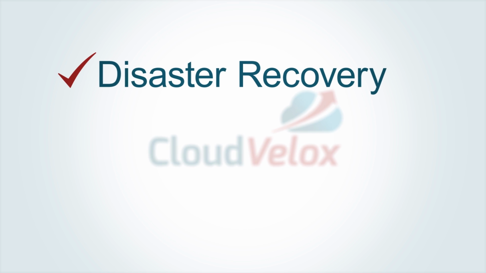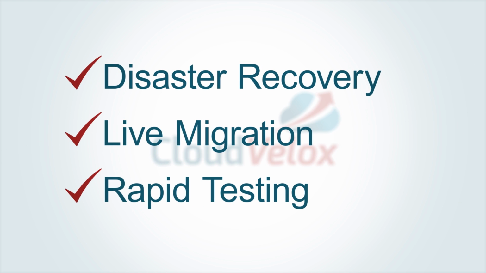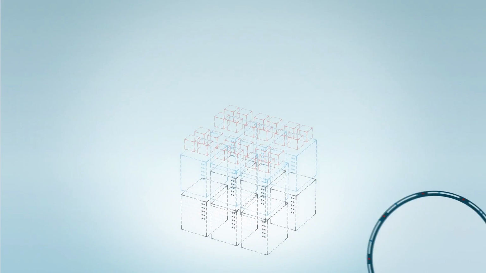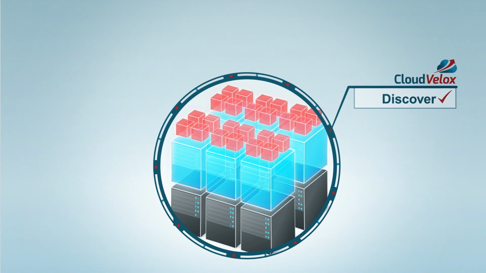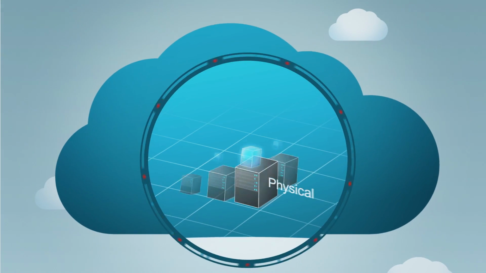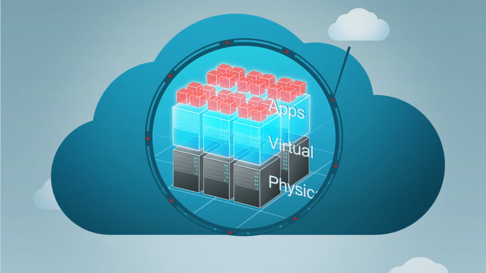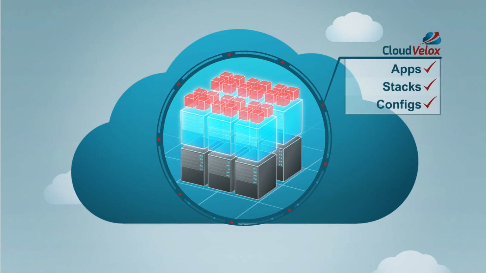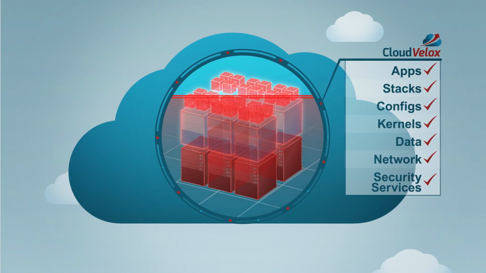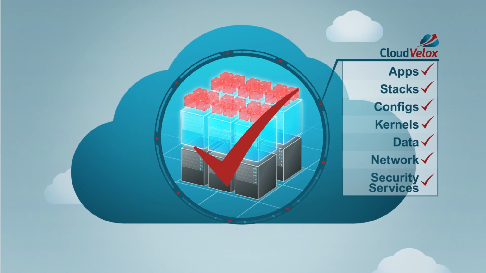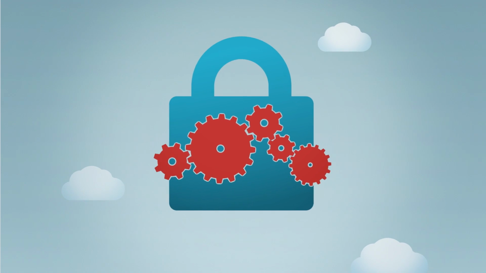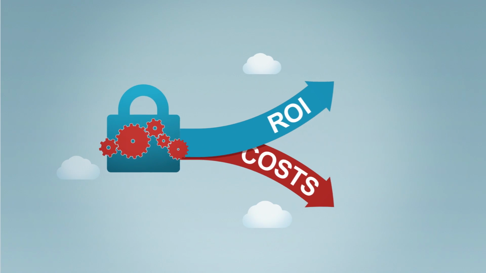When it comes to disaster recovery, live migration, or rapid testing, we've got you covered. That's because our solution provides an unprecedented breadth of automation, making it much easier to discover, provision, and deploy to the cloud, even with a large environment made up of a mix of physical and/or virtual apps and databases. Your app, stack, configs, kernels and data, including network and security services, are all seamlessly extended and replicated into the cloud. That's right. CloudVelox offers the highest level of automation and security available, dramatically reducing costs and risk.